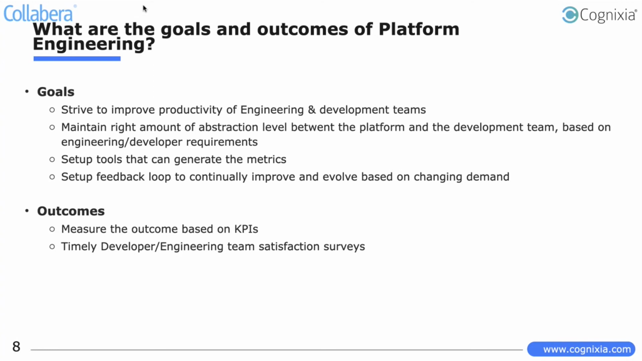Again, how do we measure the outcome? Obviously, we need to decide and define our KPIs, and then measure based on those KPIs, using the tools as well as the feedback that we get from developer and engineering teams. Then based on those outcomes, we can reorganize our goals to efficiently deliver the platform needs of the engineering team.